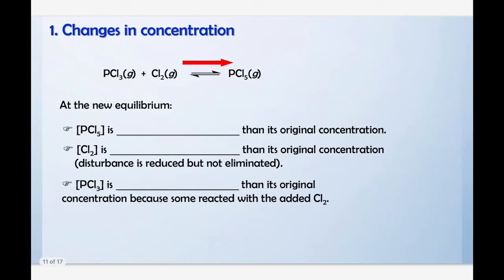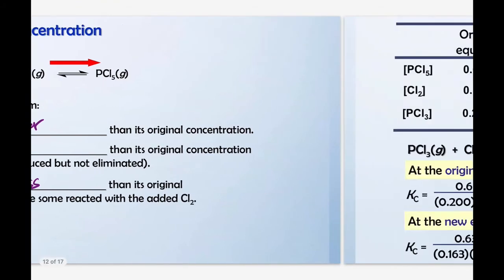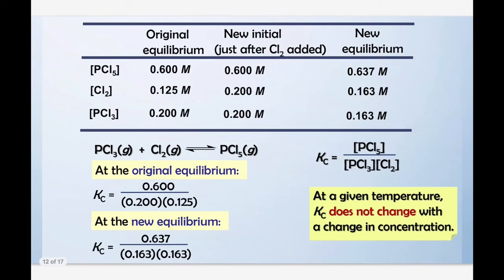So kita boleh conclude, the new equilibrium concentration of PCl5 is higher than its original concentration. Chlorine punya concentration less than its original concentration, and PCl3 punya concentration pun less than its original concentration. So ini adalah data yang diambil daripada uji kaji sebenar di dalam makmal.